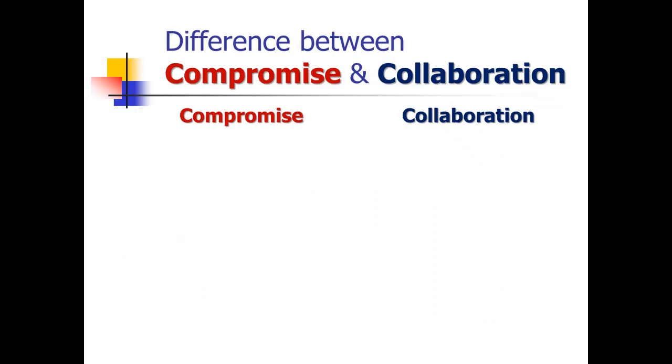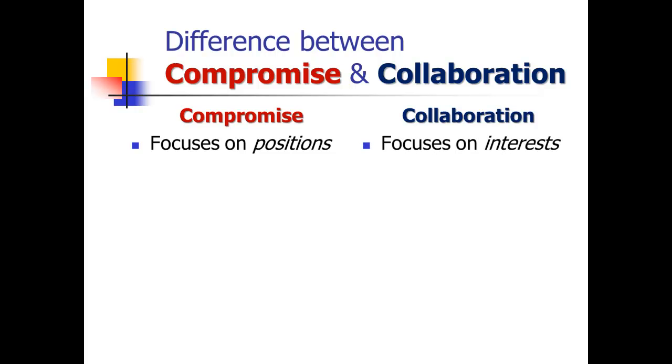Most people find it very difficult to tell the difference between compromise and collaboration, and that's because sometimes what appears to be compromise is actually collaboration. Here are the main differences. In compromise, you tend to focus on positions or solutions. This is what I want to have happen. Versus in collaboration, you are focusing on the interests. This is what is of value or of importance to me.